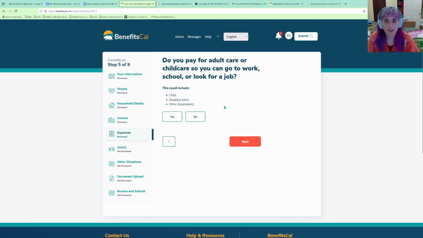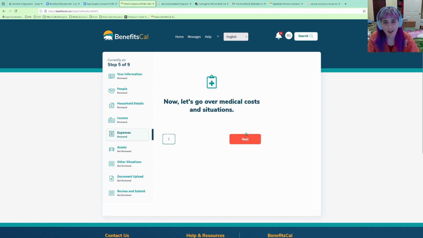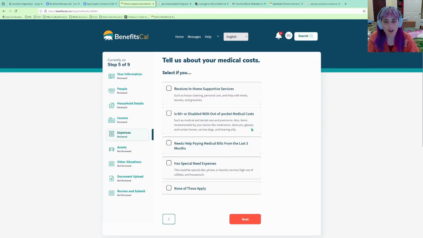Okay, do you pay for adult care or child care so that you can go to work, school, or look for a job? This could include care for a child or disabled adult or other dependents. So it doesn't have to be just for children. Okay, let's go over medical costs and situations. We are a little over halfway there, so hang in there.